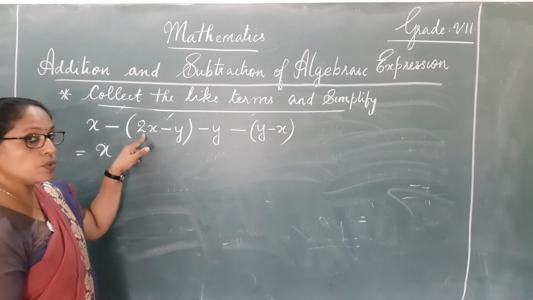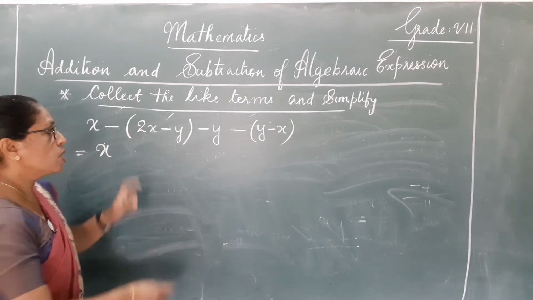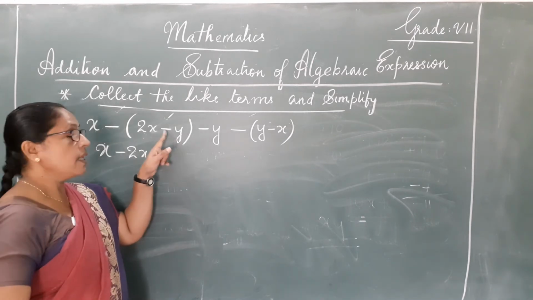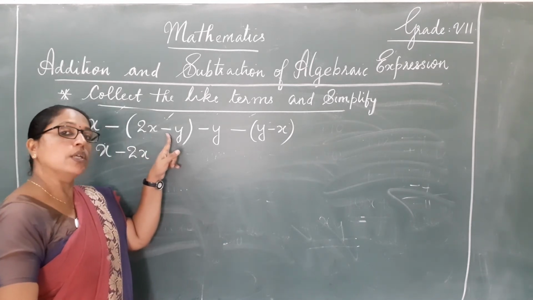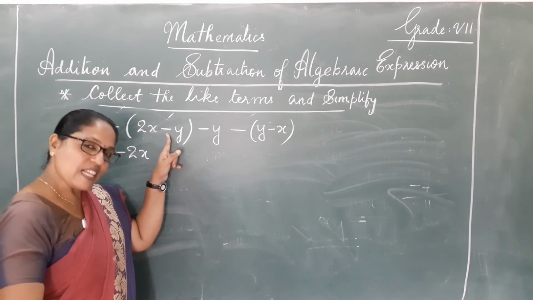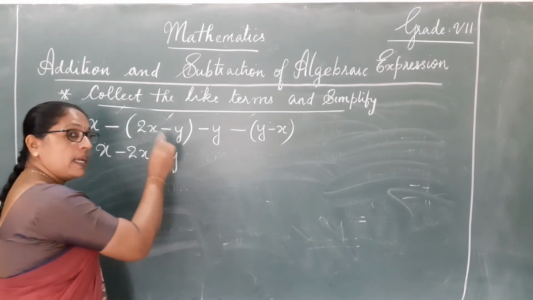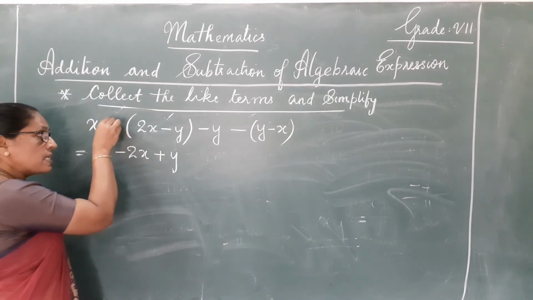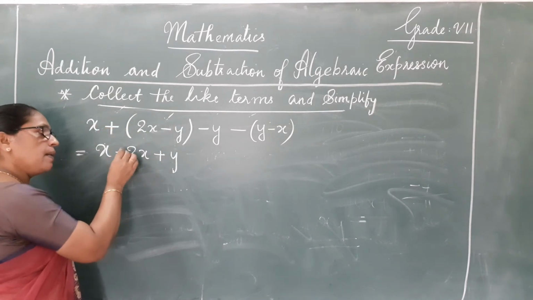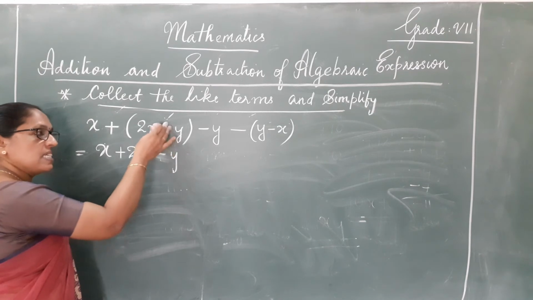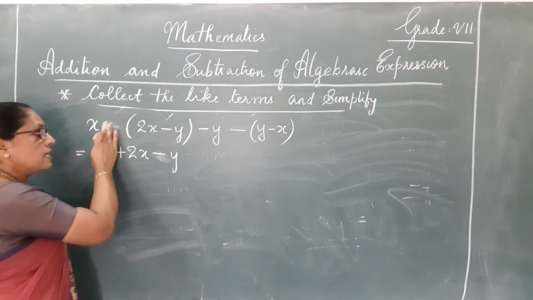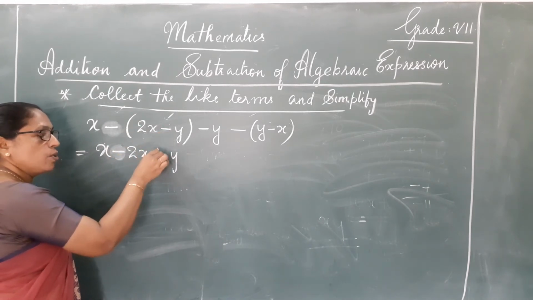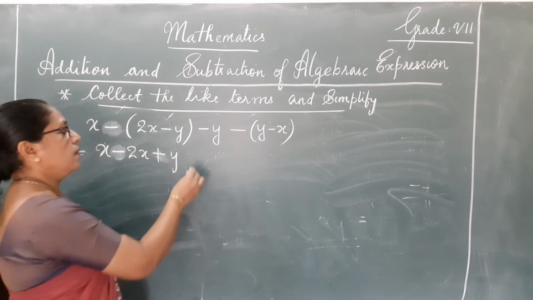So what is the sign of 2x here? Yes, positive. So it becomes negative 2x. What is the sign of y here? Negative. So its additive inverse is? Yes, positive. So positive y. Why is this happening? Because there is a subtraction sign here. If it is a plus sign, it will not change. It will come like positive 2x as it is. There is no change. Since it is a minus sign, the positive will become negative, and negative will become positive. Clear? Minus y.